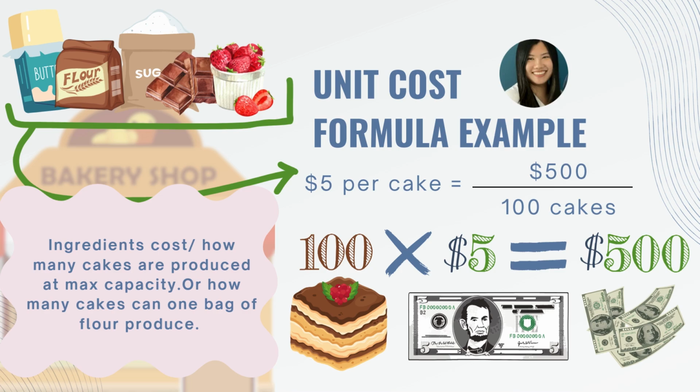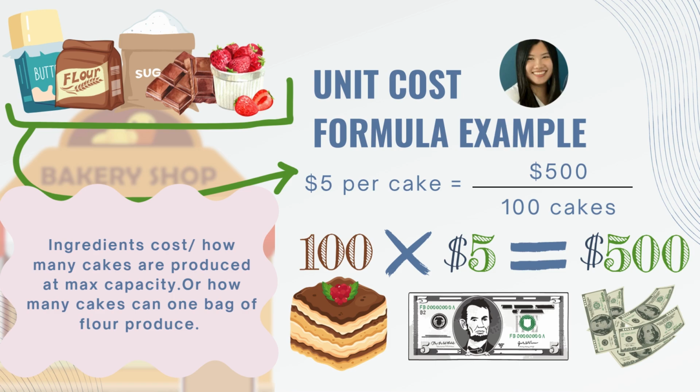So we have a total production cost of $500. The number of units produced will be 100 cakes. If we find the unit cost, that will be $500 divided by 100 cakes, which equals $5 per cake, and that is the unit cost to produce one cake.